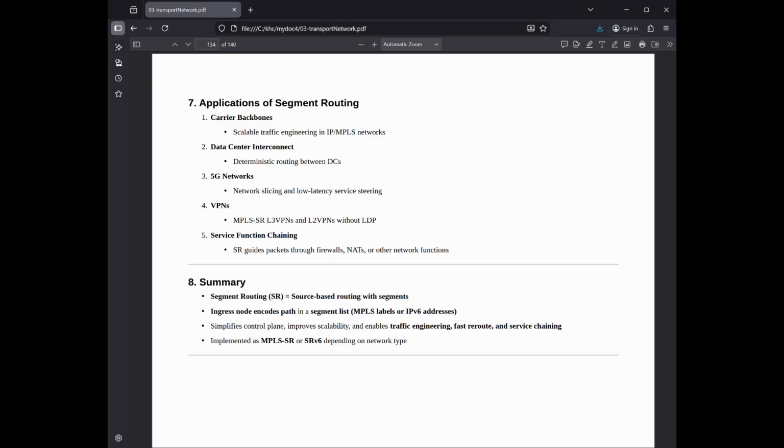Summary of applications. Area and key SR benefit, preferred data plane: carrier backbone, scalability and fast reroute, TI-LFA, SR-MPLS. Data center/DCI, low latency and AI optimization, SR-MPLS/SRv6. 5G networks, network slicing, SRv6. VPNs, protocol simplification, LDP removal, SR-MPLS. SFC, programmable service steering, SRv6.